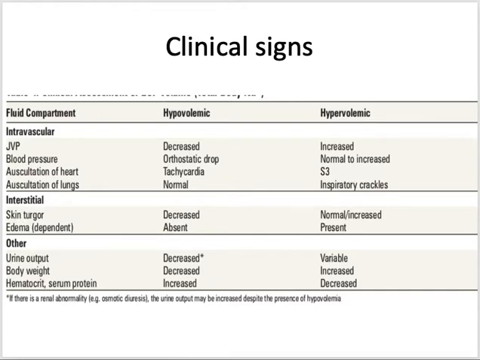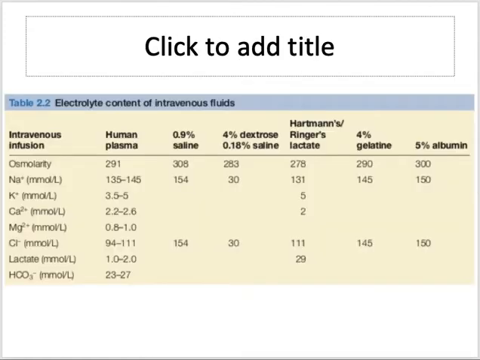Now, in the next lecture, next week, we are going to discuss the different types of IV fluids which are available, right? We will discuss what are crystalloids, what are colloids, what are the blood products. Here there is an overview of these things.